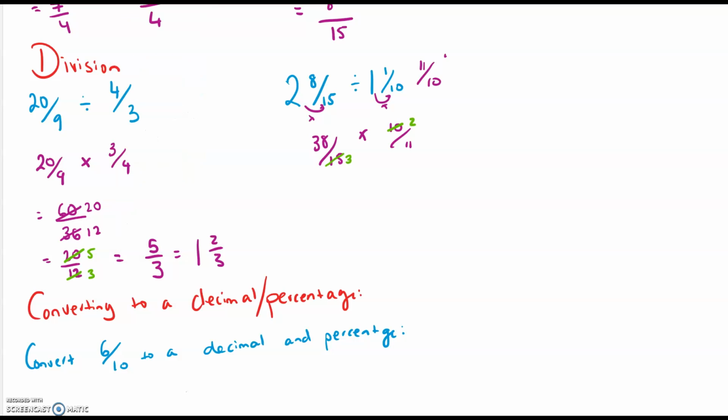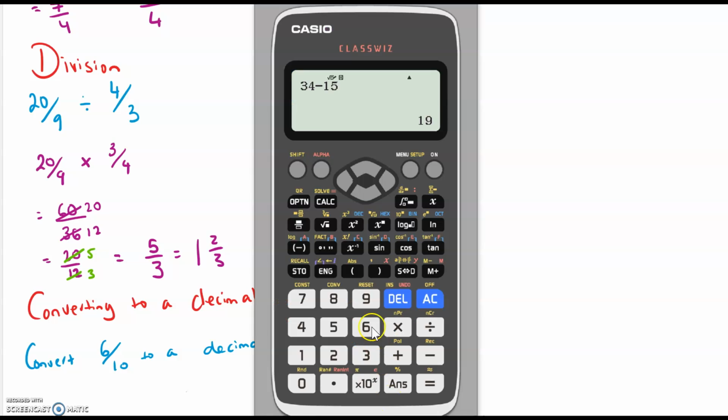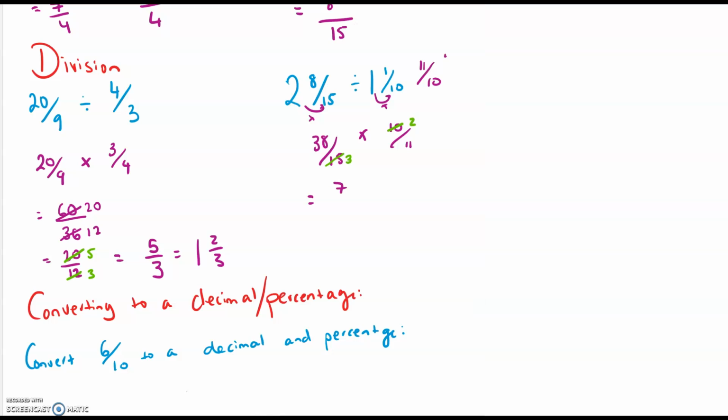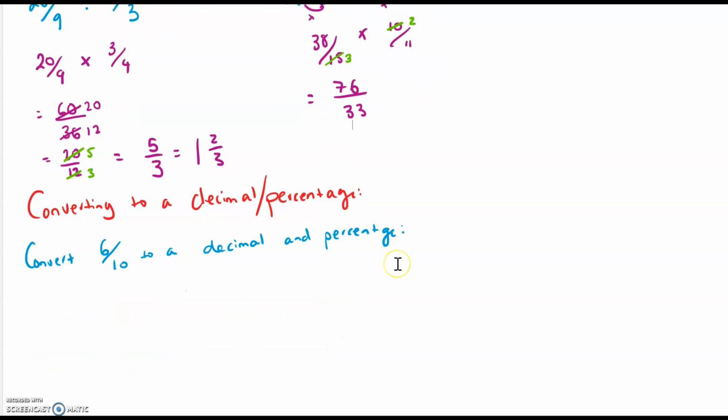So 38 times 2, well, I'm going to do this on my calculator. Okay, that gives me 76, and 3 times 11 is 33. Alrighty, there we go. Now again, I could put that into a mixed number if I wanted to, but I'm not going to worry about it now because we're just going to keep this nice and short.